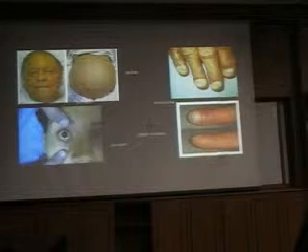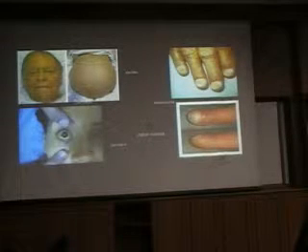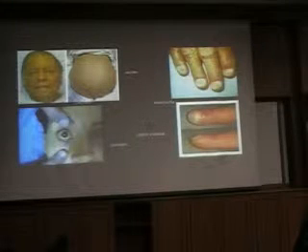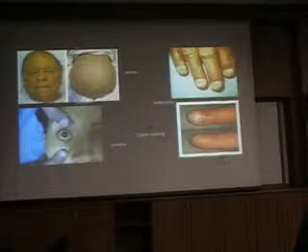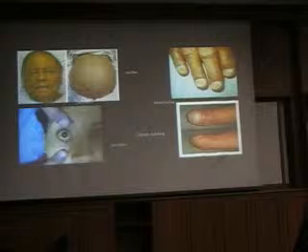Leukonychia. Leukonychia is what? Whitish nail. What is a spoon-shaped nail? Koilonychia. So what does that signify? Iron deficiency anemia.